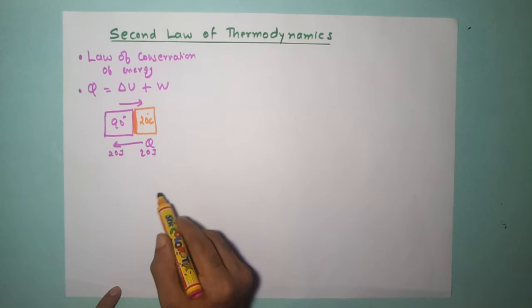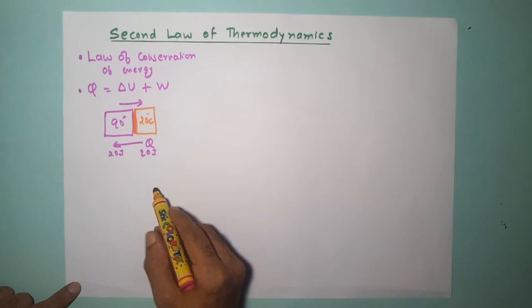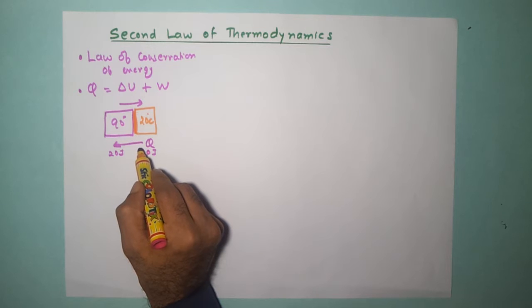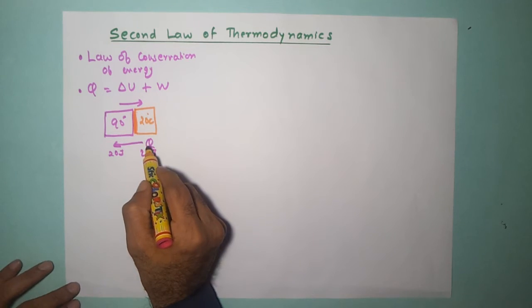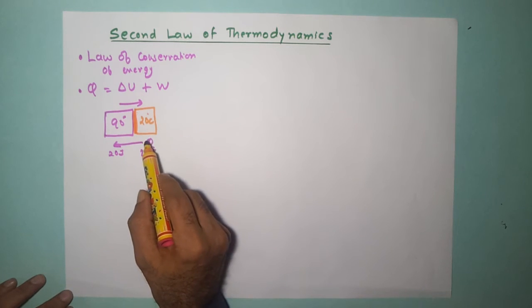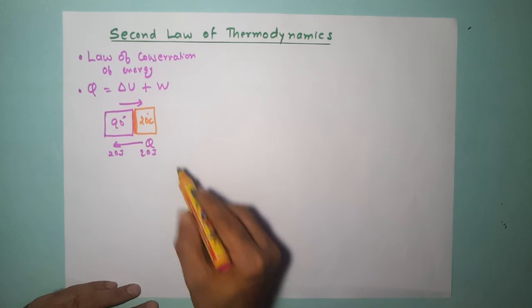But we know that this is not possible. So the first law of thermodynamics only says whether energy will be conserved or not. It doesn't say that this process is not possible. It will only say that energy will be conserved.